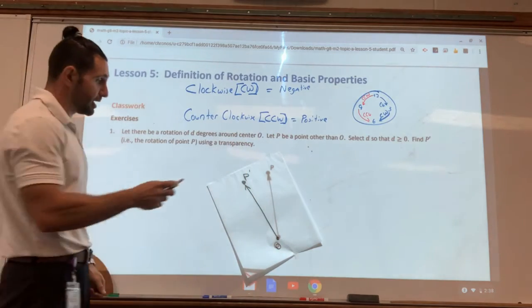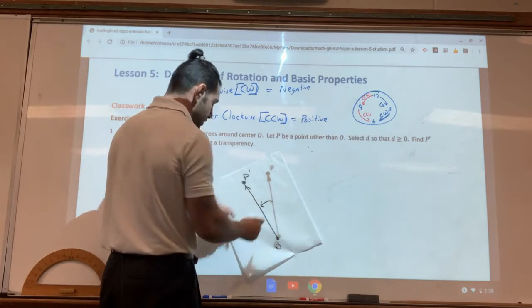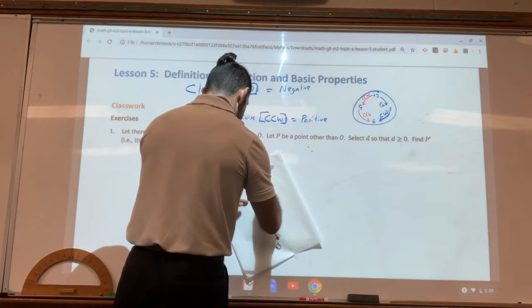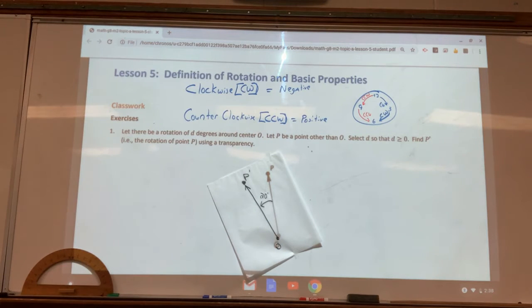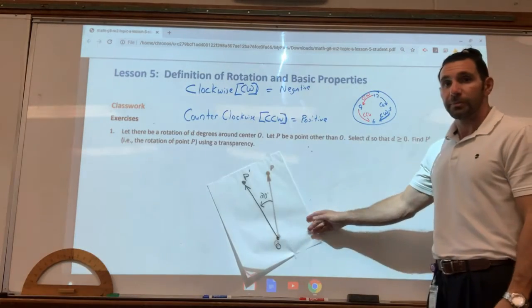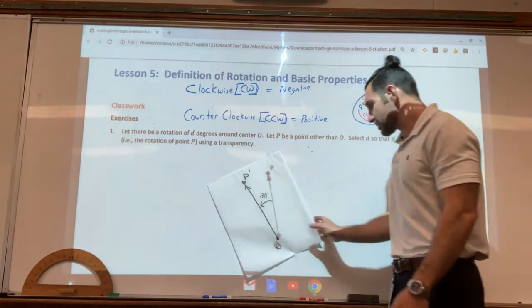This is rotated. Make sure you show the direction, and I'm going to make a wild guess and say this is about 20 degrees. Okay, so I've now rotated that counterclockwise 20 degrees. And that is a positive rotation. Because anytime that we turn it left, it is positive. Okay.